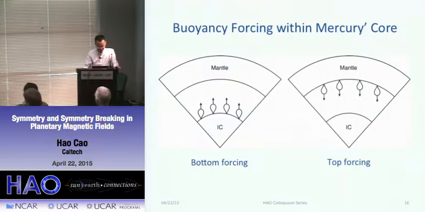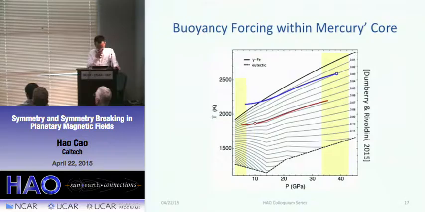For Earth, we know pretty much for sure that the buoyancy forcing is the so-called bottom forcing. That is, the iron first nucleates near the bottom of the core, then the light element sulfur gets released from the bottom. But for Mercury, we're not sure whether iron first nucleates near the bottom or near the top of the core. In the pressure and temperature range in Mercury's core, iron can nucleate either from the top or from the bottom. It's very sensitive to the exact composition. You change the composition by a tiny bit, then it starts to nucleate from the top rather than from the bottom.